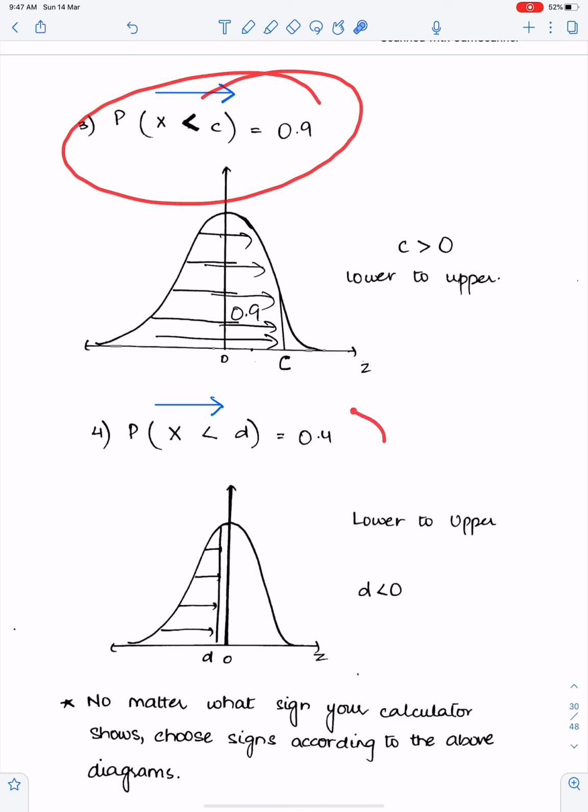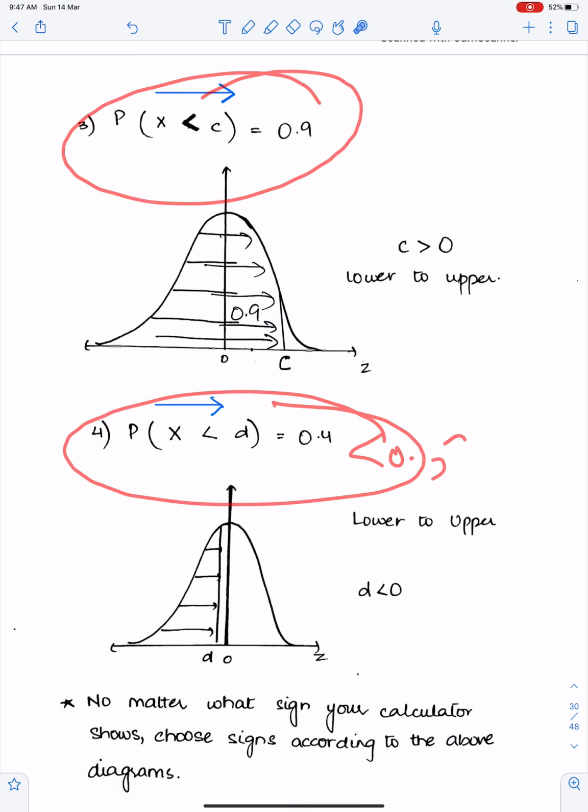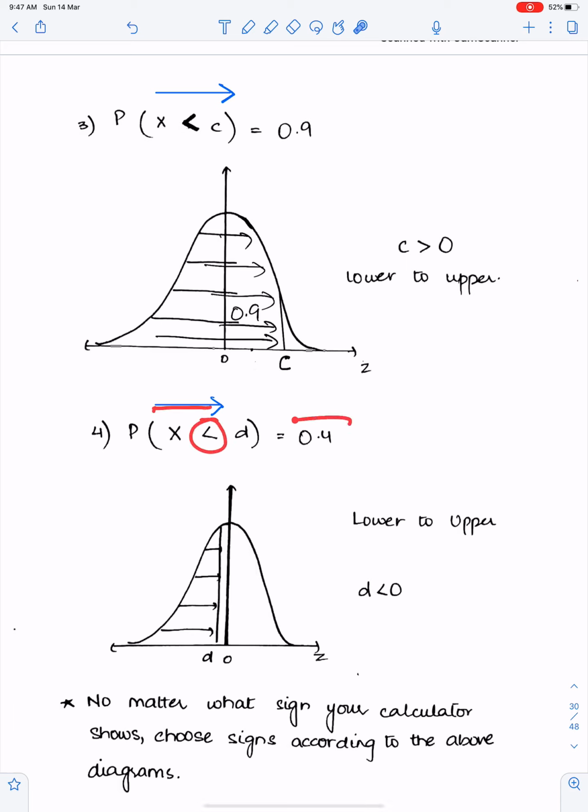Now the same question is here, but the area is less than 0.5, and because of this lesser sign, you have to shade this area from the lower tail towards the upper tail. Since this area is less than 0.5, you have to stop somewhere before this central line. So you have to stop here. I'm sorry. This 0.9 is here and this 0.4 is here. And in this case, your D is negative.